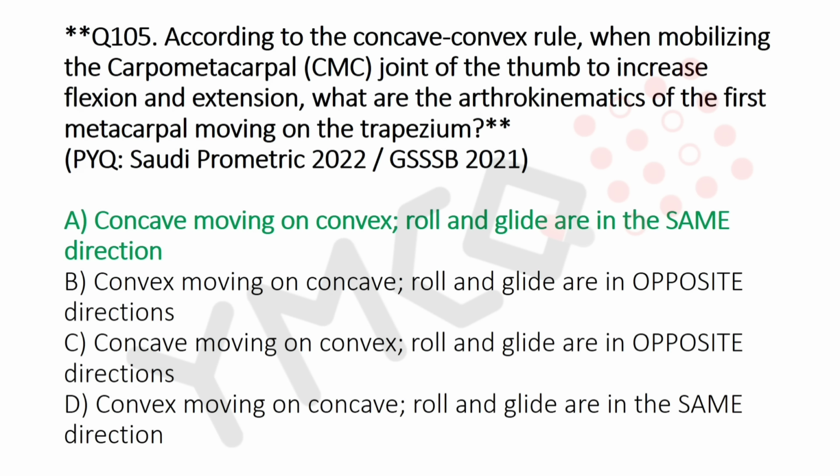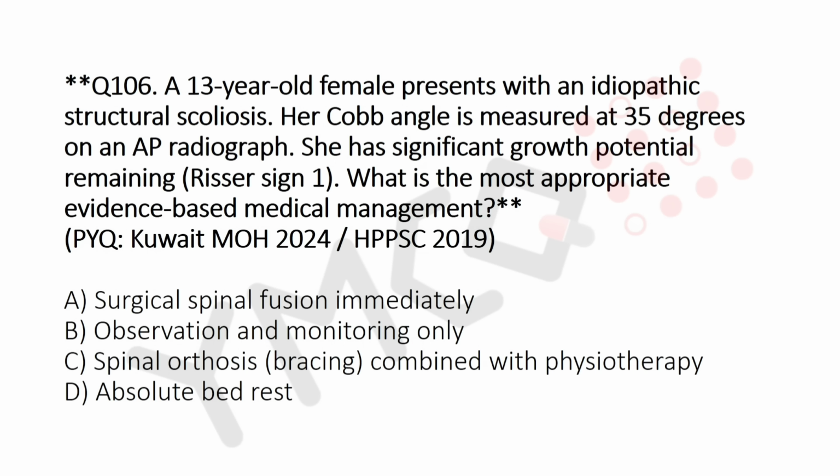Now let's move to question number 106. A 13-year-old female presents with an idiopathic structural scoliosis. Her Cobb angle is measured at 35 degrees on AP radiograph. She has significant growth potential remaining. What is the most appropriate evidence-based medical management?